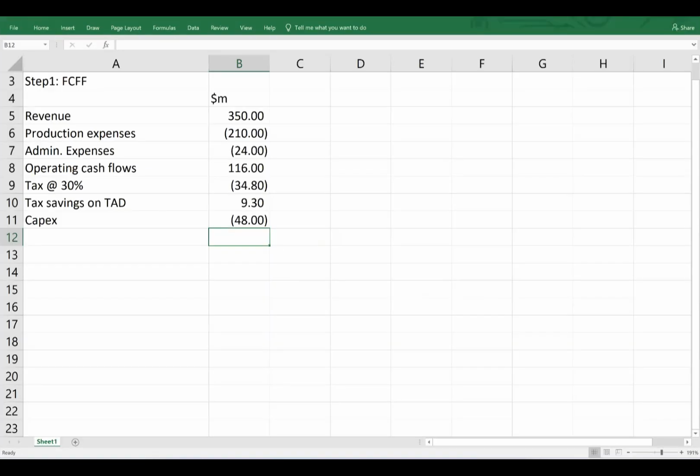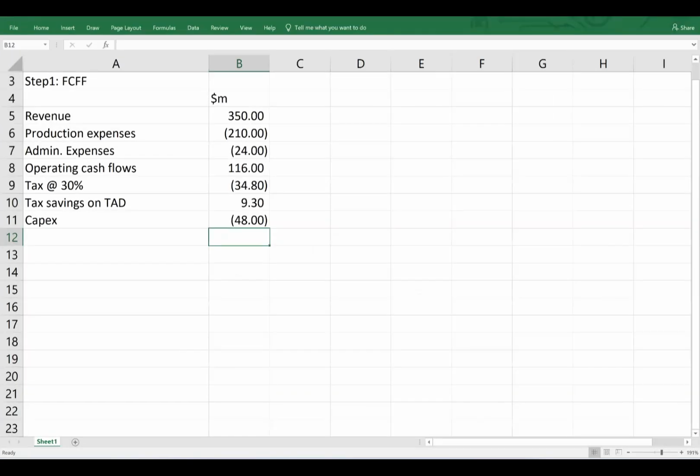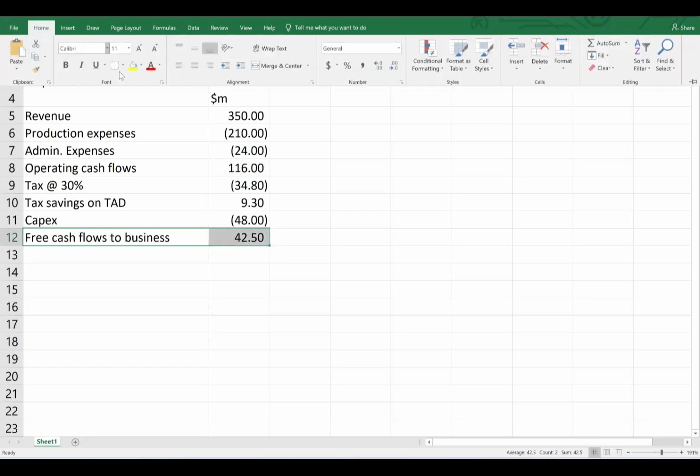Okay. So I think we have no other thing left. Don't subtract debt from here because we are finding the value of business, not the value of equity, first of all. So yeah, this is my operating cash flows, minus tax plus tax saving and minus capex. This is the free cash flow to the firm, or the free cash flow to the business. Okay, you can also call it free cash flows to business. So in first step, we have to find our free cash flows to business.